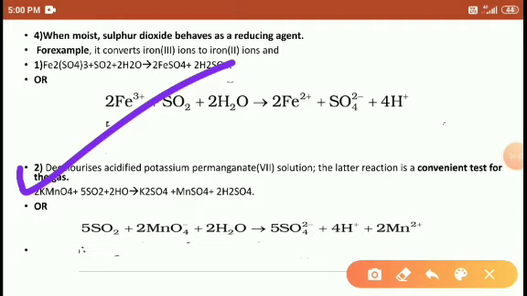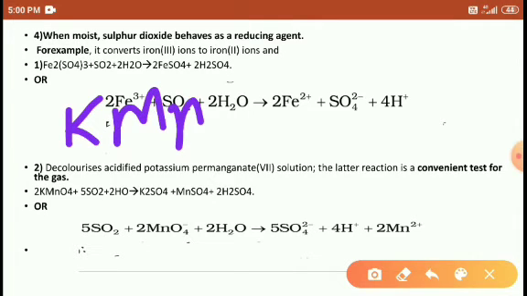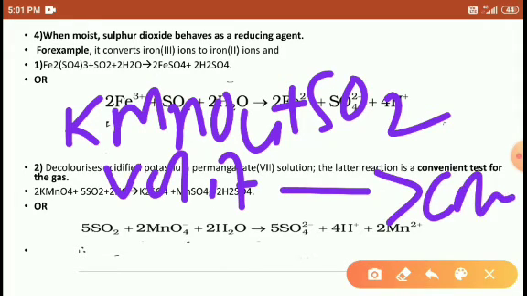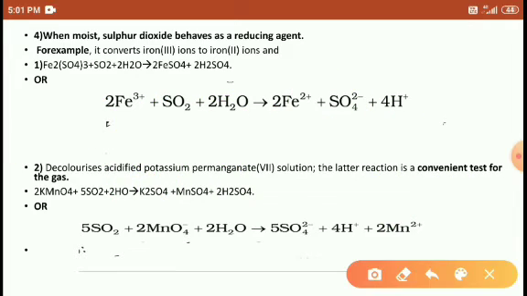It decolorizes acidified potassium permanganate. This is one of the important methods. So sometimes in your NCERT questions they may ask how to detect sulfur dioxide. Sulfur dioxide is detected when potassium permanganate, which is violet in color, is mixed with sulfur dioxide, and the violet color turns colorless, right? Because it acts as a reducing agent, it reduces the potassium permanganate oxidation state to +2, so that's why it decolorizes.